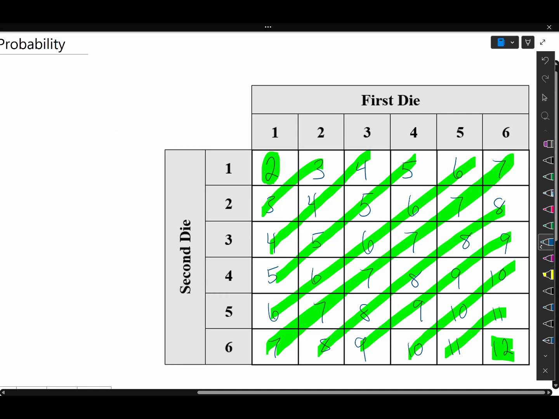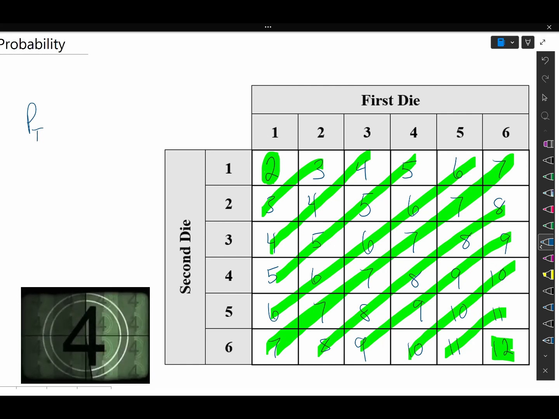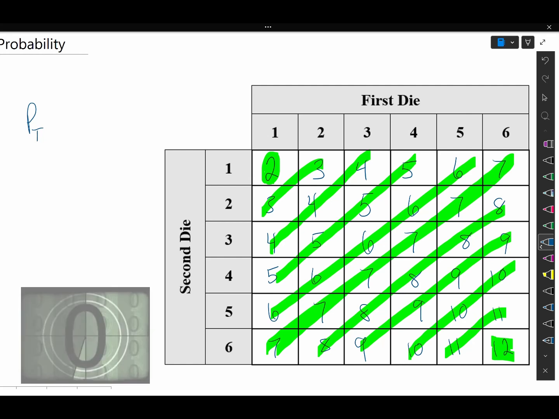I'll encourage you right here to pause the video. I want you to calculate the theoretical probability of rolling a 7 when we roll two dice. Pause the video here, come back to see how we do.